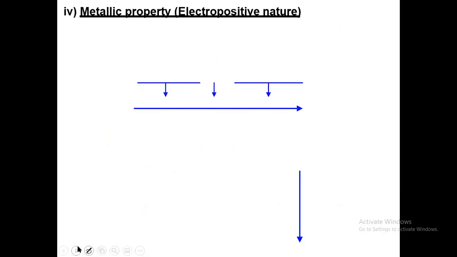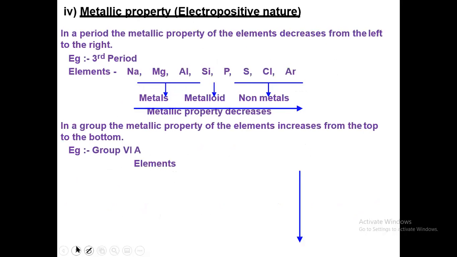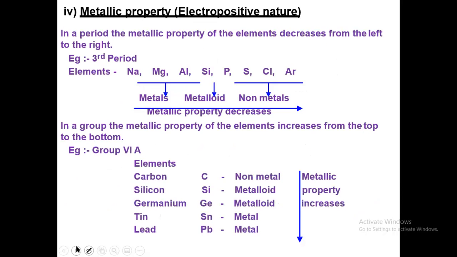Now, metallic properties. In the periods, the metallic properties of elements decrease from left to right. This is sodium, a metal, magnesium is also a metal, aluminium is also a metal, but these are metalloids. Then these all are non-metals. So if we move from left to right, then metallic properties will decrease in the periods.